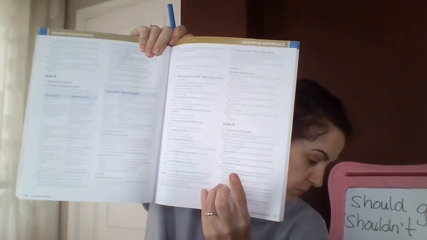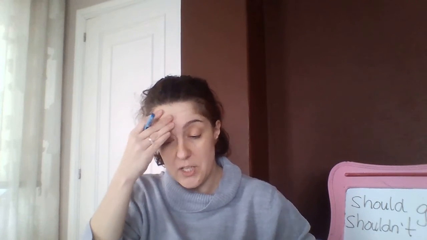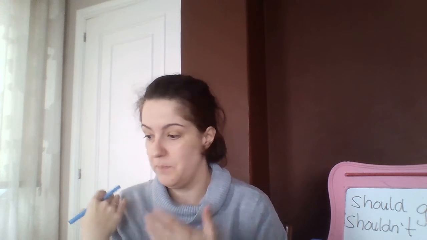So the first one, the answer is the lecture was starting. We have the past continuous. If you look at sentence 1, Unit 9, future in the past: the lecture was starting in 15 minutes, so I didn't have time for lunch. The past continuous is used for future events when you're talking about a past perspective. In this case, didn't have time for lunch.